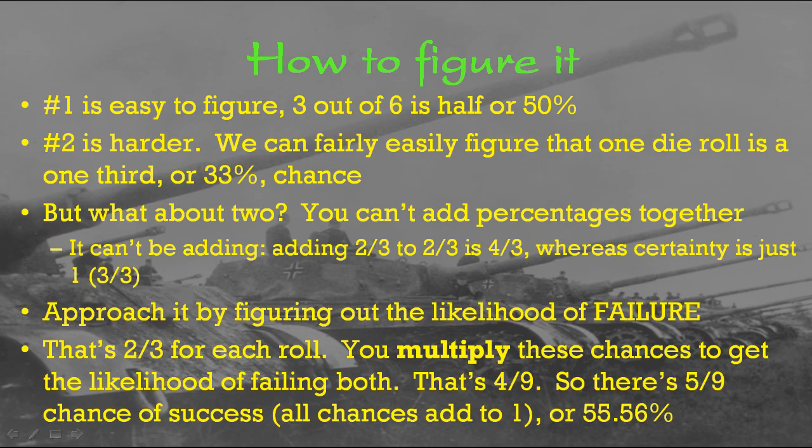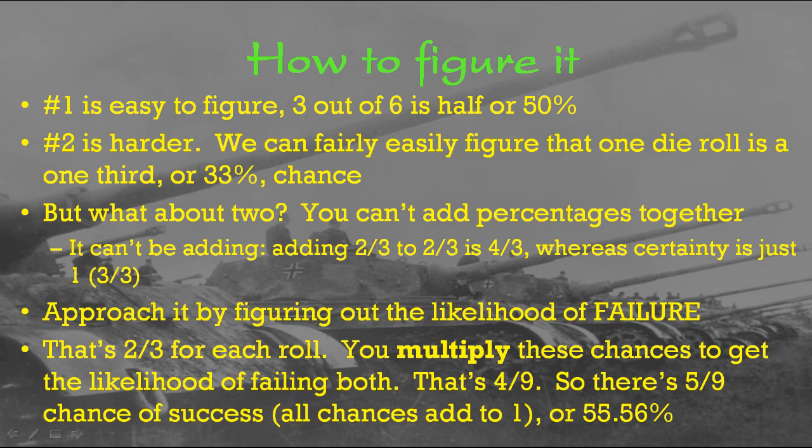The second one is much harder. Now, it's not hard to see that the chances of rolling a 5 or a 6 on one die is 1/3 or 33%. But what about when you're rolling 2 dice? You can't add percentages together. In this case, figuring out the chance of not rolling a 5 or a 6, it'd be 2/3, and if you add them together, you'd get 4/3, and that's more than certainty, which is 3/3. You don't add them together. You multiply.